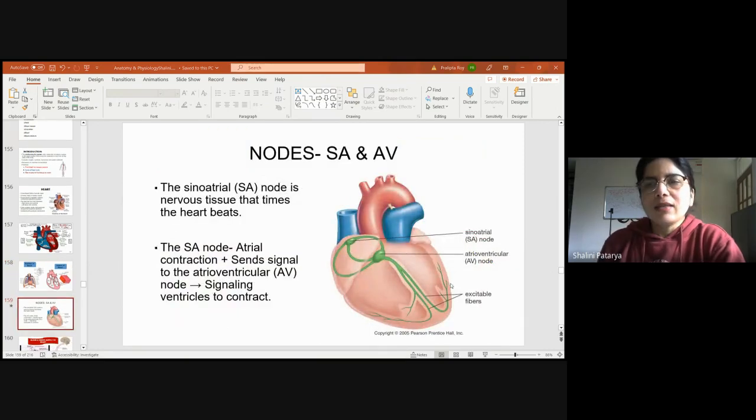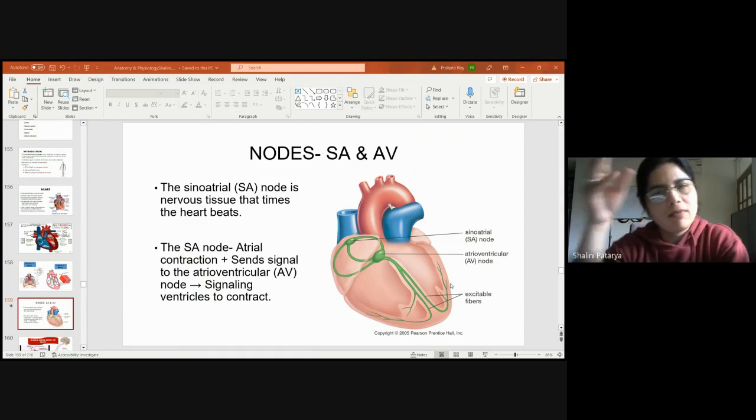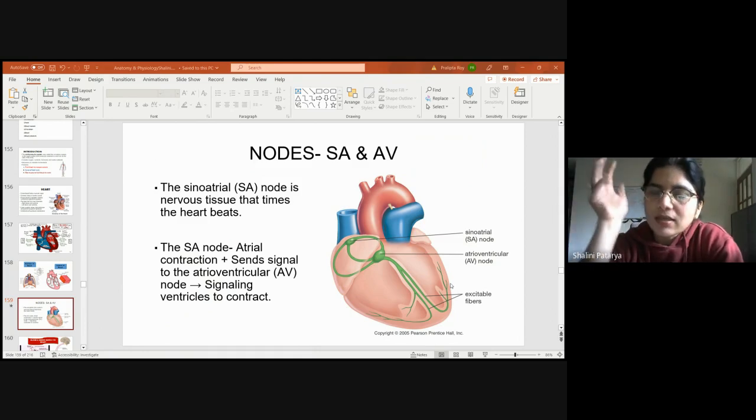Now here there is the sinoatrial node. I don't know whether I should cover it or not, so let me just give an idea. If you don't understand, I will take it up again, so don't worry about it.